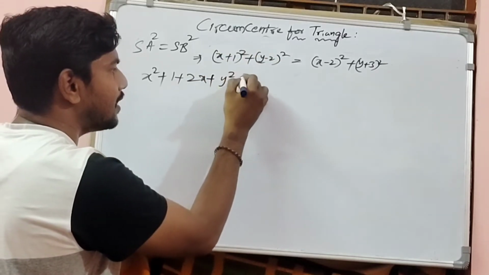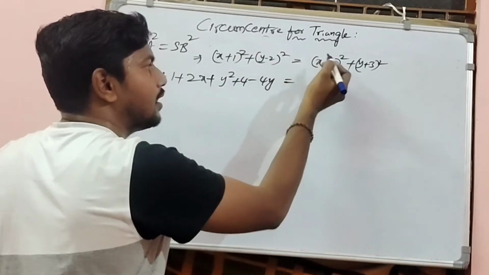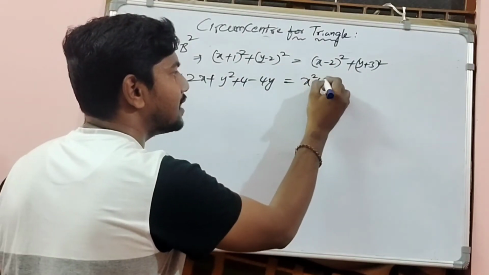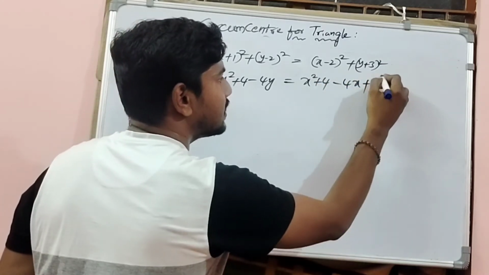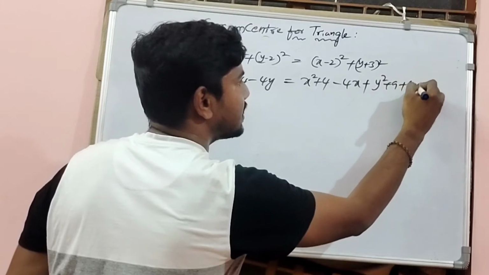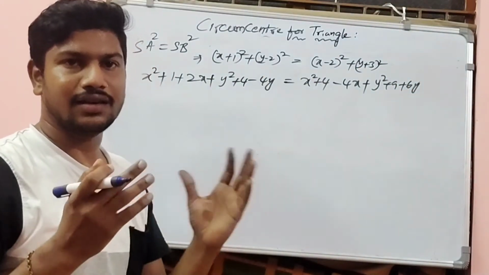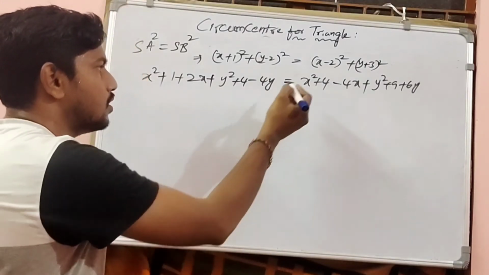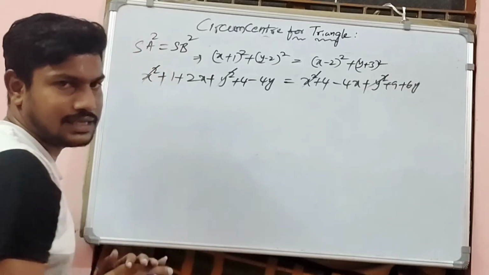So y square plus 4 minus 4y will come is equal to, similarly here if I expand, x square plus 4 minus 4x plus y square plus 9 plus 6y it will come. So observe carefully in the left hand side and right hand side what terms look similar. So x square and y square will be similar.